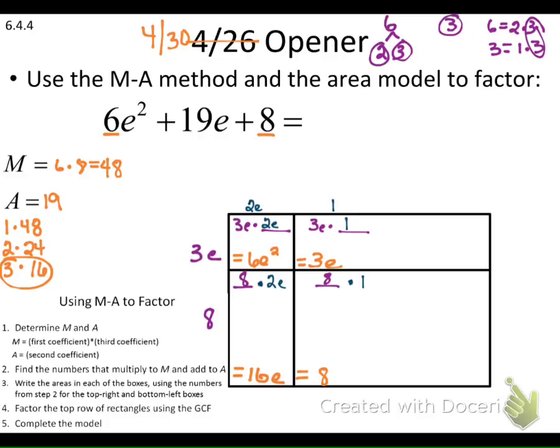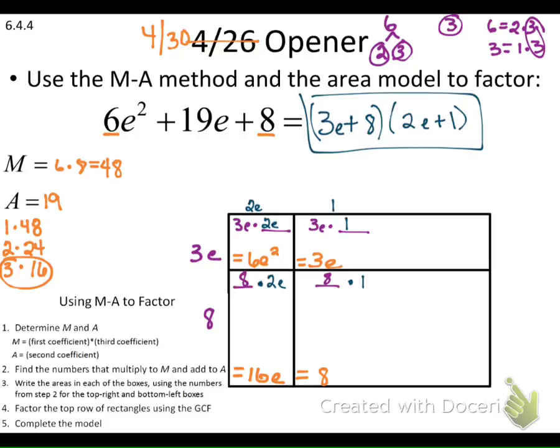So now we have to write our answer. So, what's my height? 3E plus 8. And what should I put around that? Parentheses. And then what's my width? 2E plus 1. Parentheses and box it. There it is.